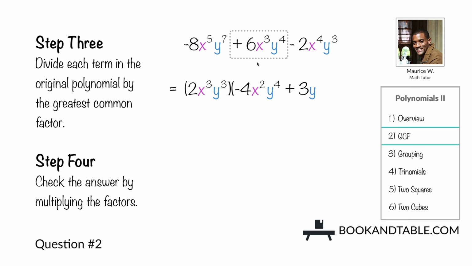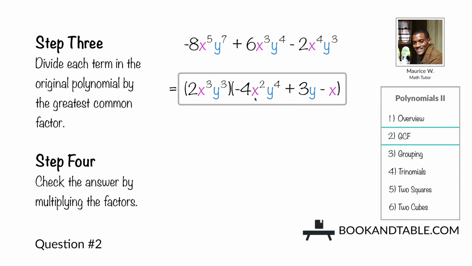And now we move on to the second term. 6 divided by 2 gives us positive 3. X cubed divided by x cubed is 1, so we can remove it. Y to the 4th divided by y to the 3rd is equal to y to the 4 minus 3, which is 1. So that gives us just y. And now the third term, negative 2 divided by 2 is negative 1. X to the 4th divided by x to the 3rd is x to the 4 minus 3, which is 1. So it's just x. And y to the 3rd divided by y to the 3rd is 1. So we can remove y. So our second factor is negative 4x squared y to the 4th plus 3y minus x.